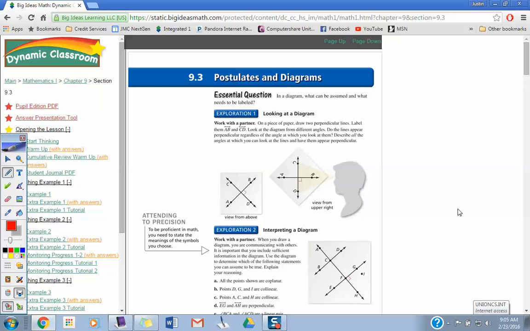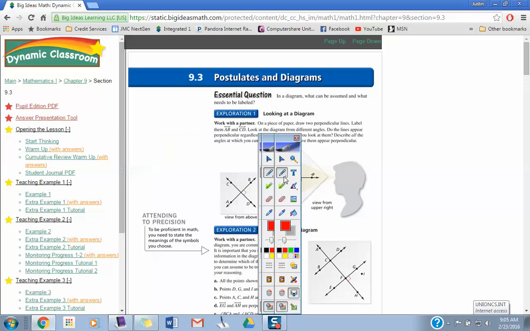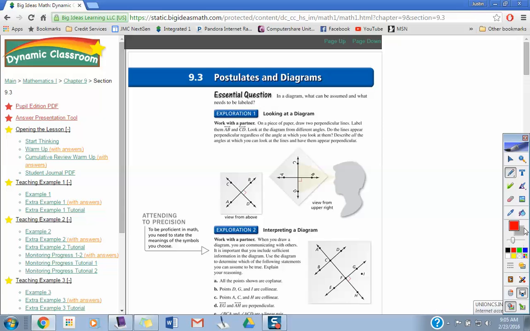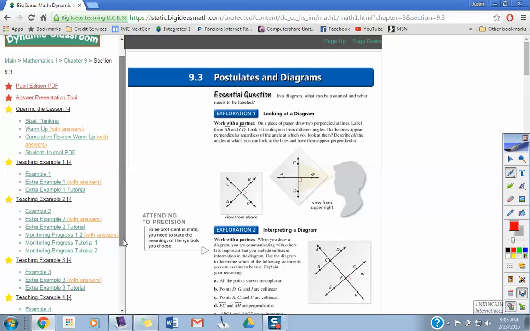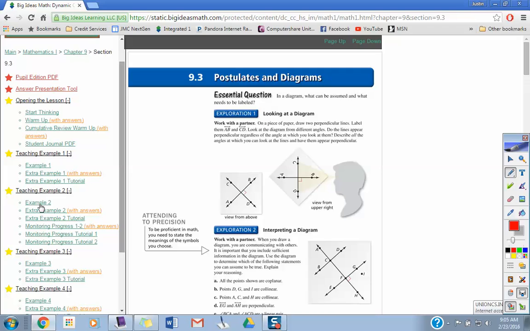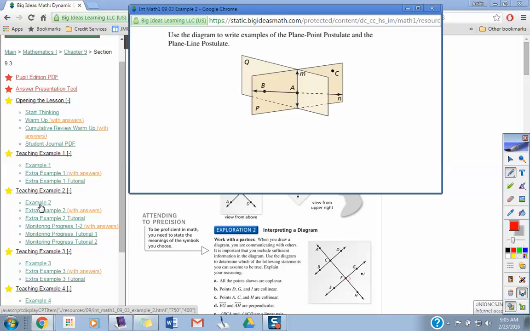All right, here we go. Example 2 that I wanted to look at, that I aligned this with today. In example 2, this is a good one. I like this. Okay. Guys, right here, here's a diagram right here. It says, use the diagram to write examples of the plane point postulate and the plane line postulate.